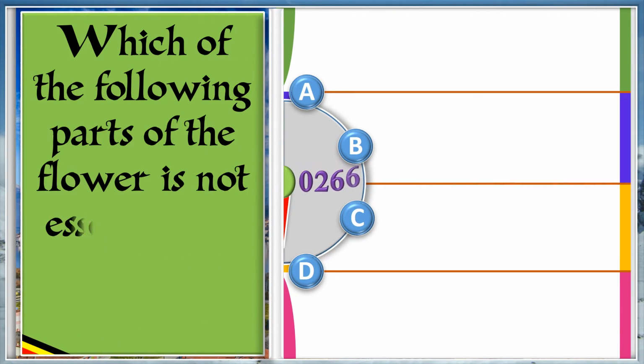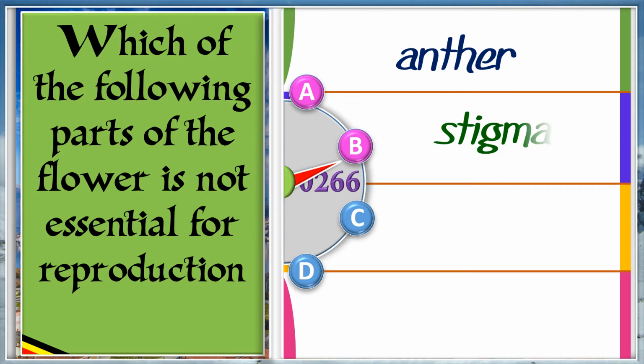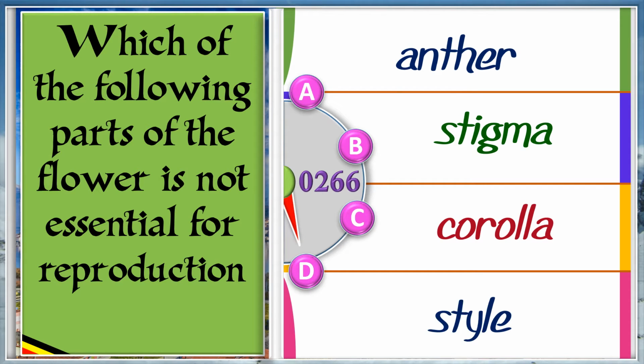Which of the following parts of a flower is not essential for reproduction? A. Anther. B. Stigma. C. Corolla. D. Style. And the answer is C. Corolla.